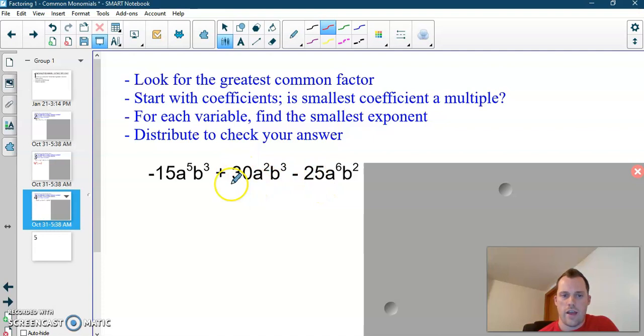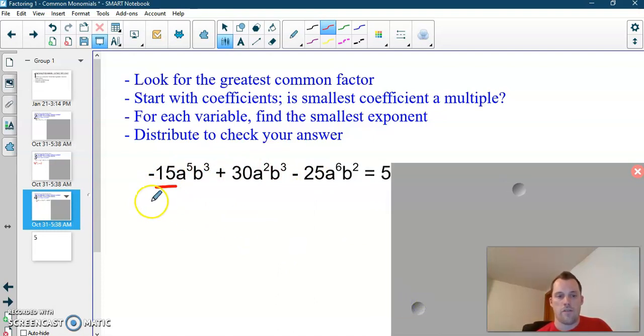And I notice they all end in a 0 or a 5, so they all should be at least multiples of 5. But I'm going to see if there's anything bigger that goes in. 15 is our smallest coefficient. And we can do 30 divided by 15, but we can't do 25 divided by 15 without getting a decimal. So we can't factor 15 out of everything. We can only factor a 5. So we got that 5 there.